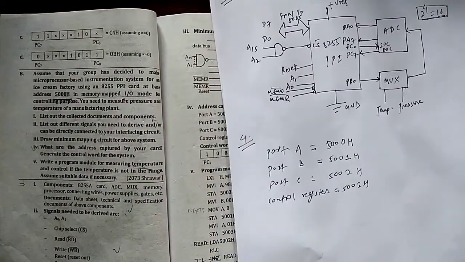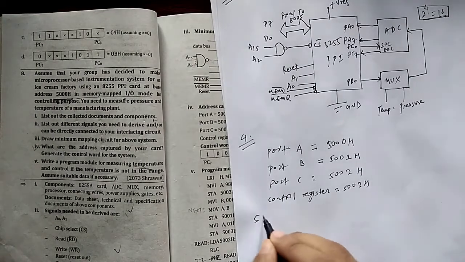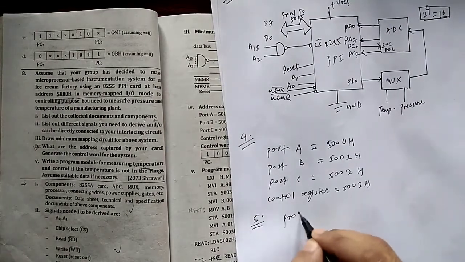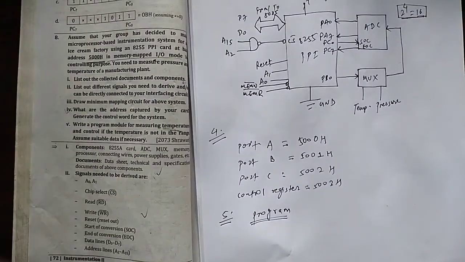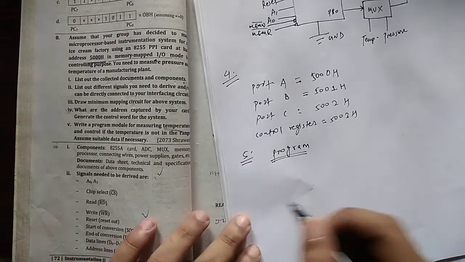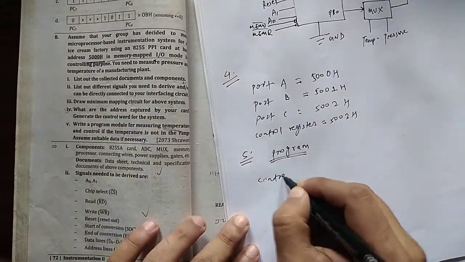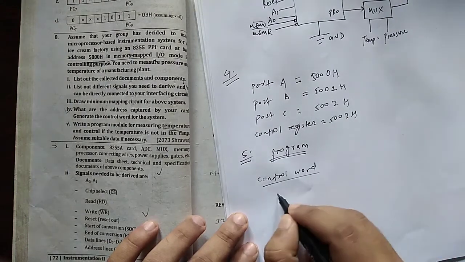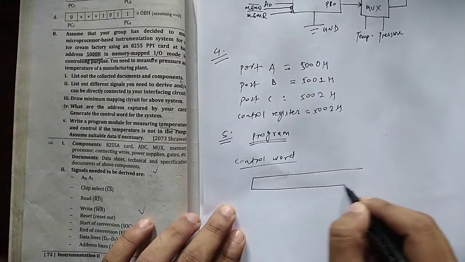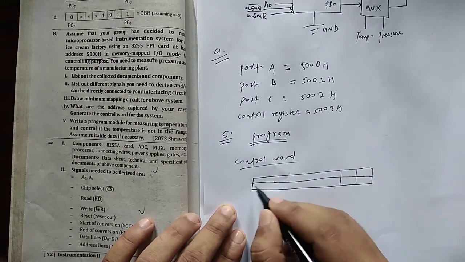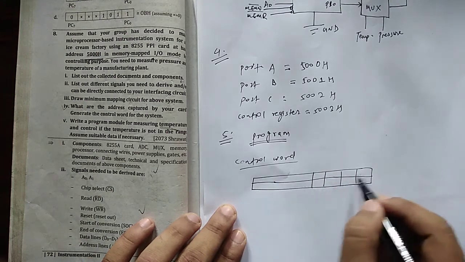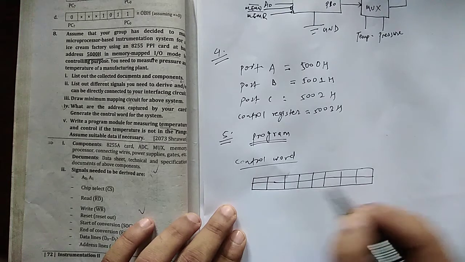Okay, now let's write the program module, that is simply the program. Actually, before writing the program we need to have a control word for setting the configuration of all the ports. So let's write the control word. I should have drawn this a little wider, but anyway, 5, 6, 7.